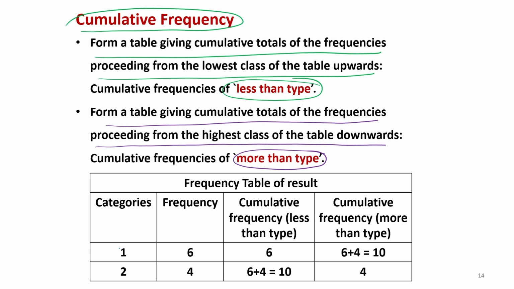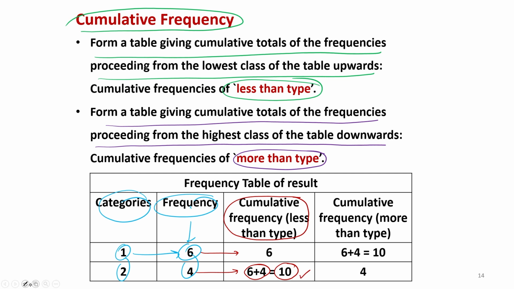Now you remember that there are two categories here, 1 and 2, whose respective frequencies are 6 and 4. Now what I try to do here is the following. First, I compute the cumulative frequency of less than type. The first frequency here is 6. For the second, I write 6 plus 4, meaning both frequencies up to the second class are added together, and this is 10. So the cumulative frequency of less than type for class 2 is 10.